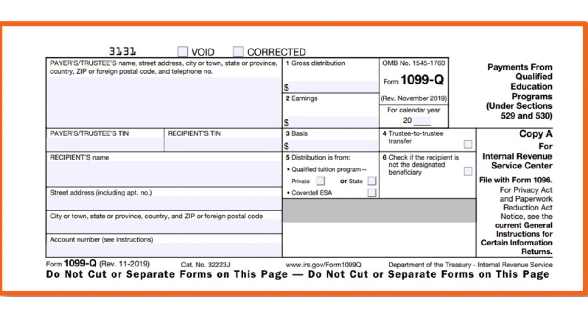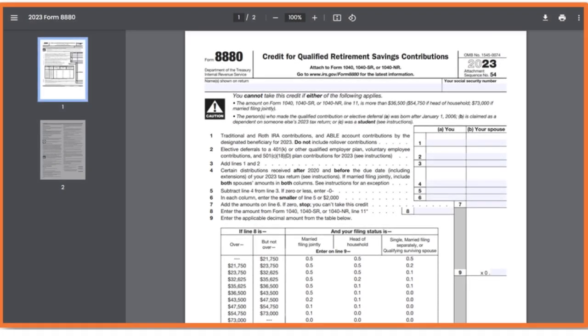So you can see on the screen here, this is a Form 1099-Q. You also have a Form 8880. This form is actually used to claim the retirement savings contributions credit, also known as the Savers Credit. So this is kind of important. Now, eligible individuals who made contributions to their 401k plan may qualify for this tax credit, which can really help reduce their overall tax liability.